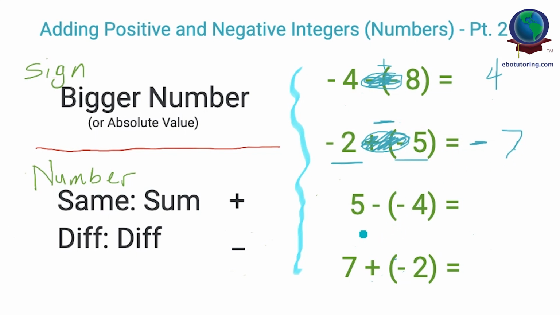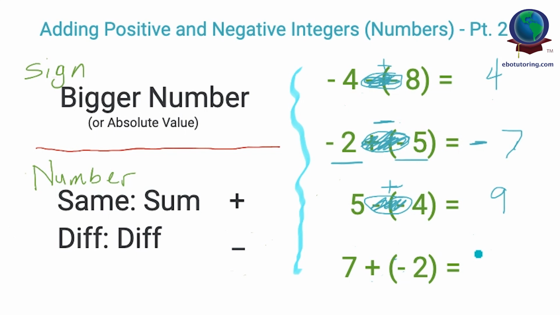All right, let's go down here again to the next one. 5 minus -4. Same sign means add. Now both your numbers are positive. They're the same sum. Okay, 5 plus 4 is 9. And 5 is bigger and it's positive, so the 9 stays positive.